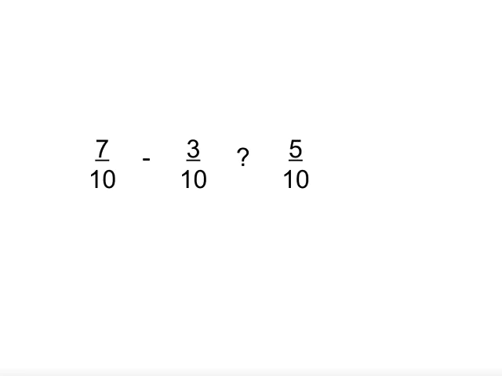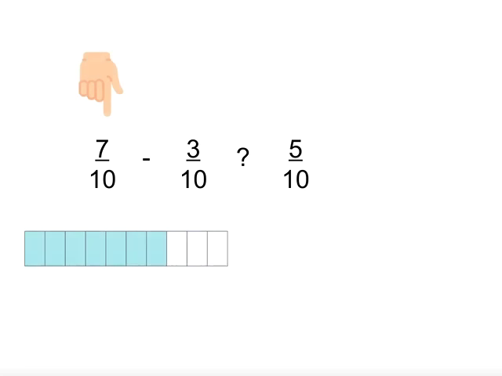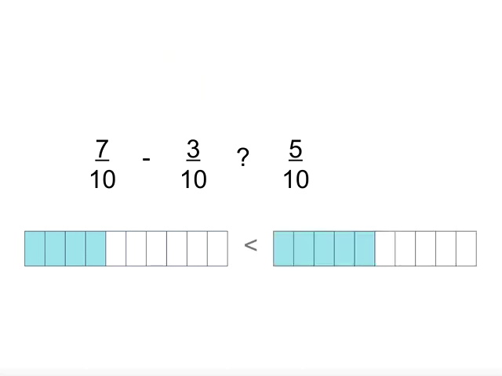Next, we have 7/10 minus 3/10 on one side and 5/10 on the other. We can draw 7/10, and if we take away 3/10, we are left with 4/10. So 5/10 is larger. We need to put the less than symbol to make the statement true.